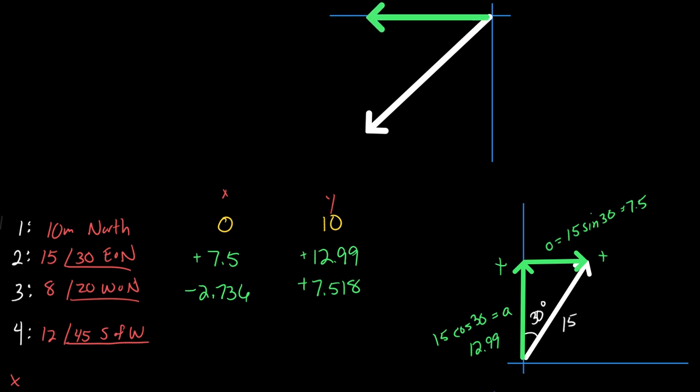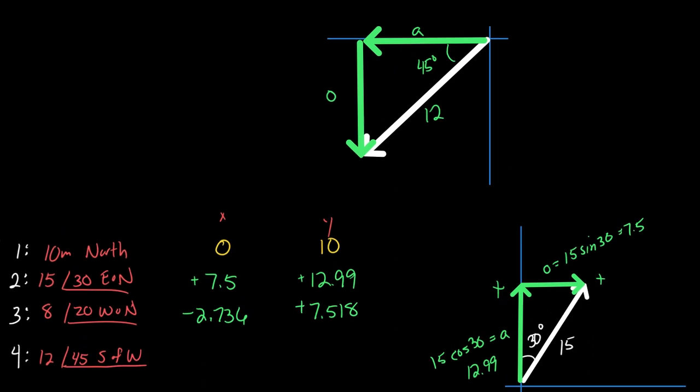But this sucker and this sucker. And this is 45 degrees. This is 12. This is opposite. This is adjacent. So this is going to be 12 sine 45, and this one's going to be 12 cosine 45. I only have to do this one once, right? It's going to be the same. So 12 times 45 cosine gives me 8.48. And this one's also going to be 8.48. Well, 8.485 there.